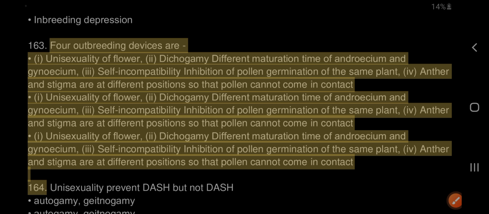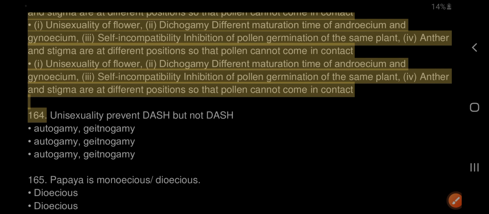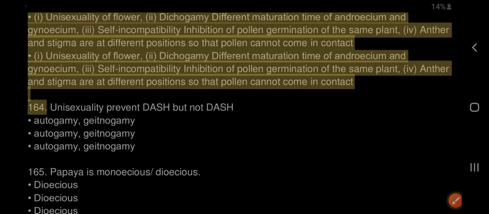164. Unisexuality prevents dash but not dash. Autogamy, geitonogamy.